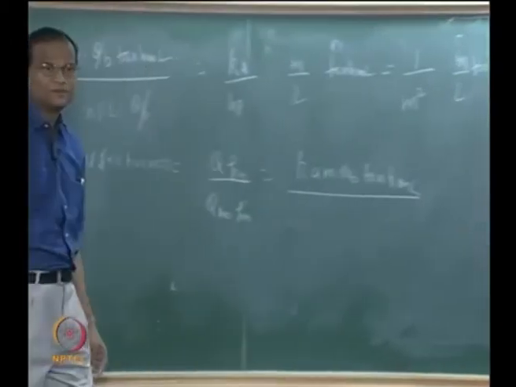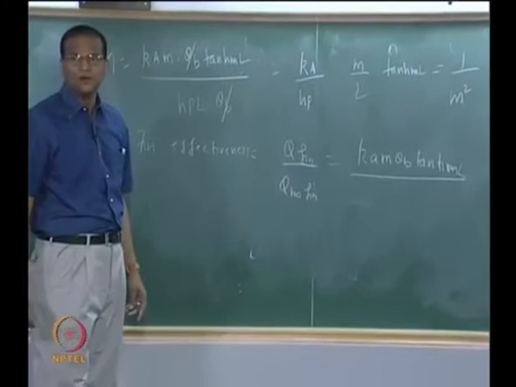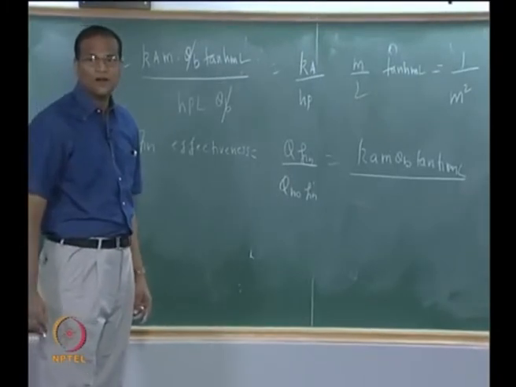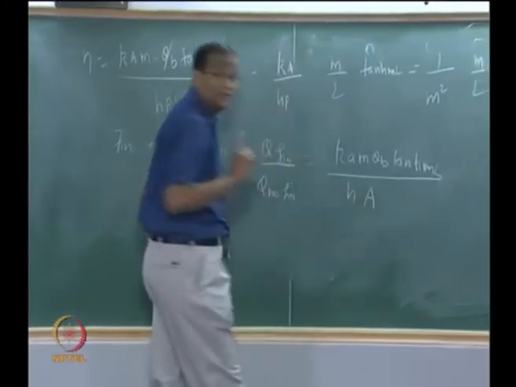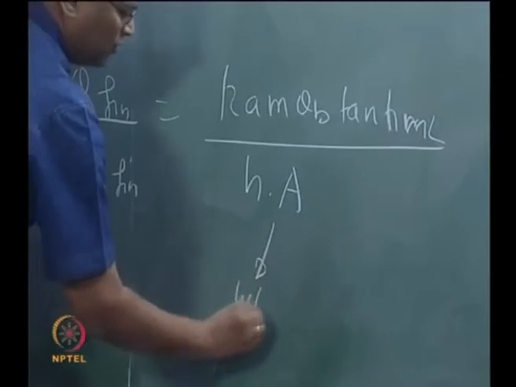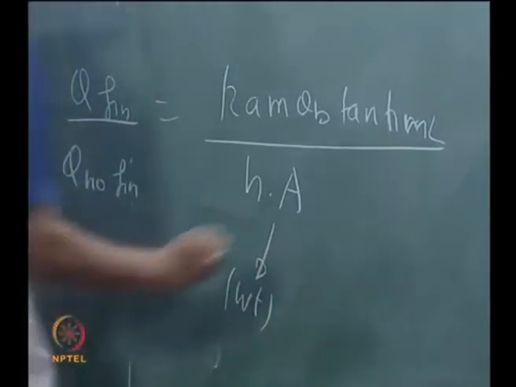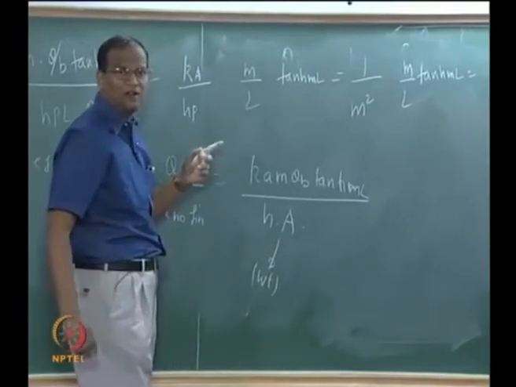Denominator, please tell me the denominator. It's assuming same thickness, into the h into A. What is the A? W t, correct, into number of fins, only one fin, for every fin, theta b.